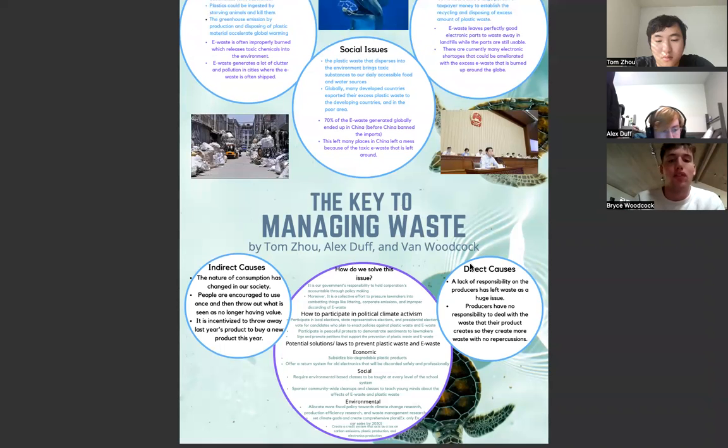Environmental: allocate more of our taxes to climate change research, efficiency, and waste management research. Set climate goals like EV car sales by 2030. Create a credit system. This will act as a tax on carbon emissions, plastic production, and electronics production, and incentivize companies to become more efficient. And this will help instill a sense of responsibility in these companies.